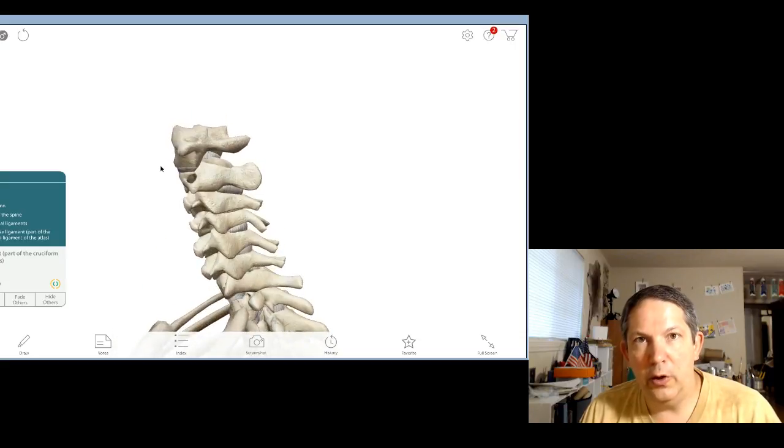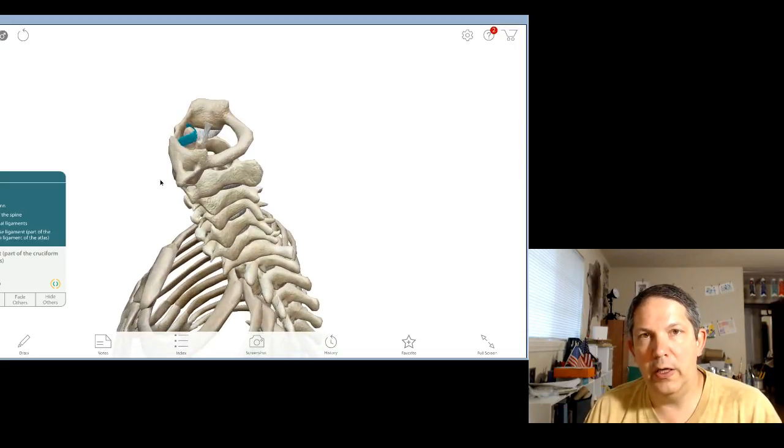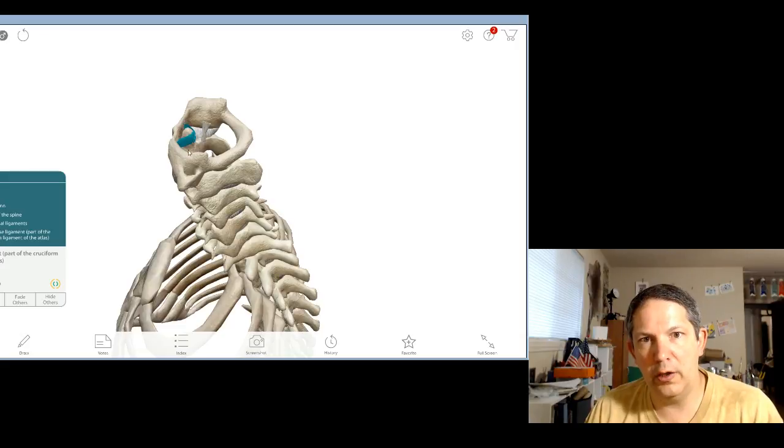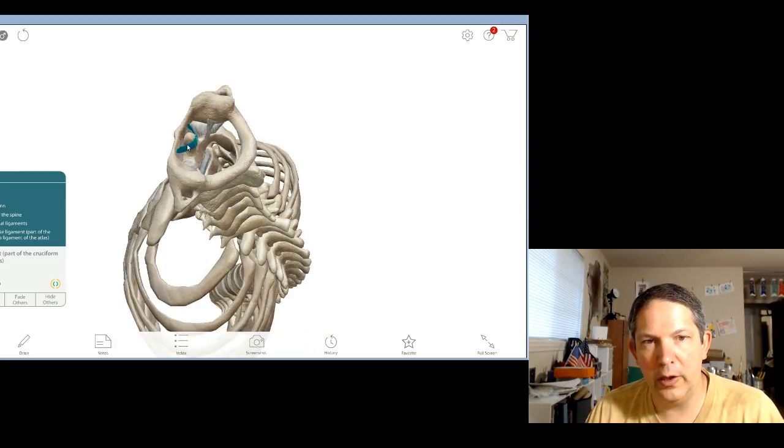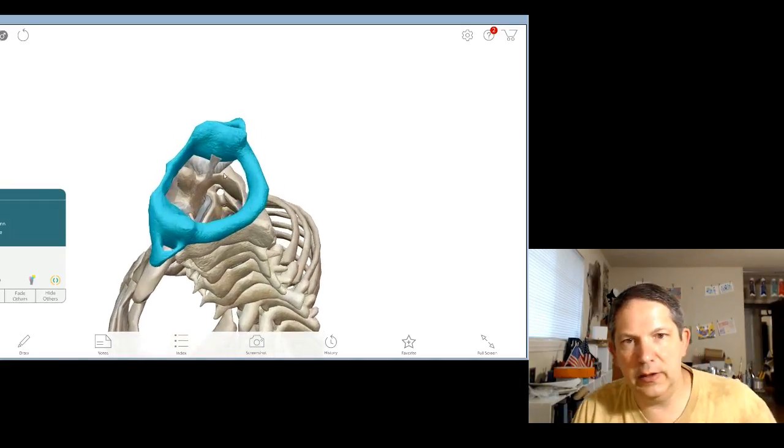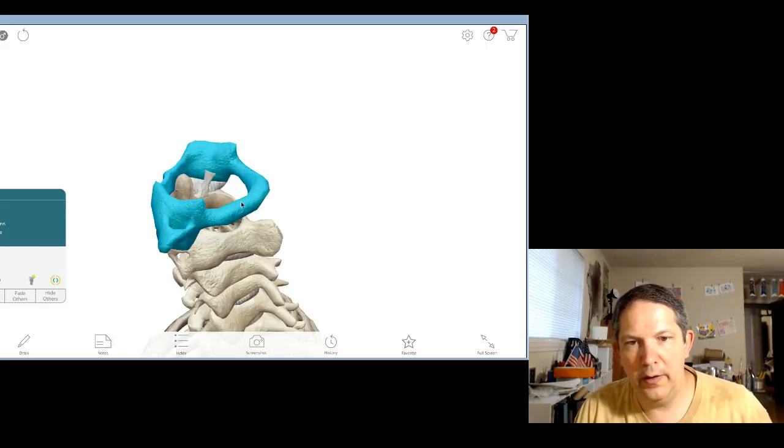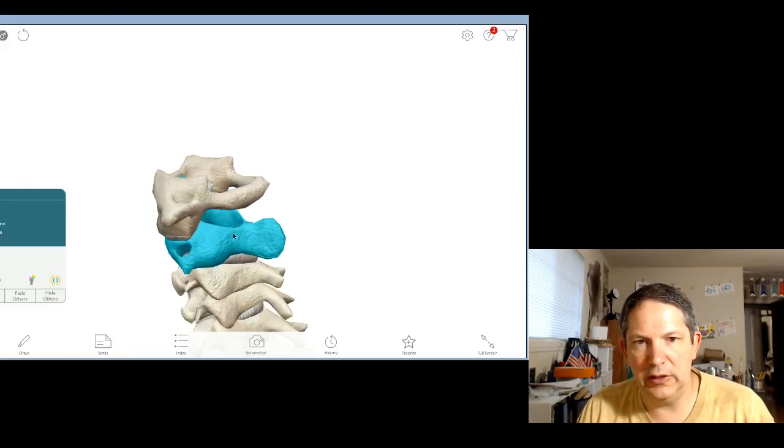So the odontoid, like odonto, tooth, or dens, which dentist also refers to tooth. It looks like a tooth. So I'm going to remove those ligaments. Okay, so that's atlas or C1. This is axis or C2.